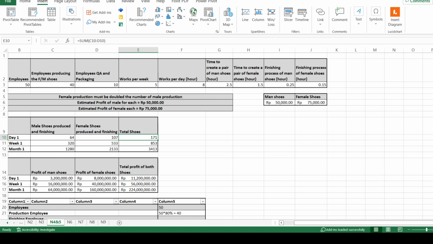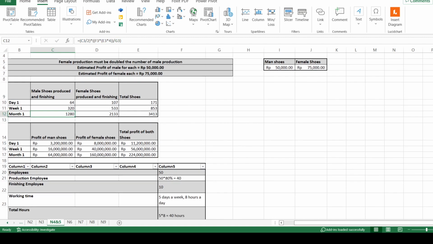In week one, I just times it by 5, because one week is 5 working days. So I just times it like this: F3 times E3, times 40, and then divided by the time to create. Then this is month one. It goes like this because it's 1 week, and 1 month is 4 weeks, so I just times it by 4.